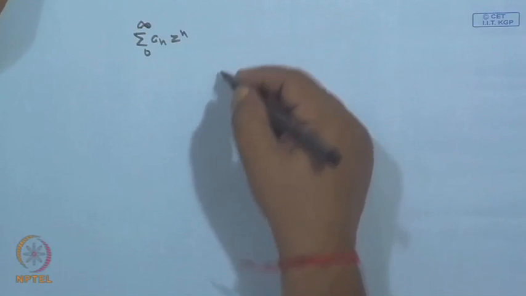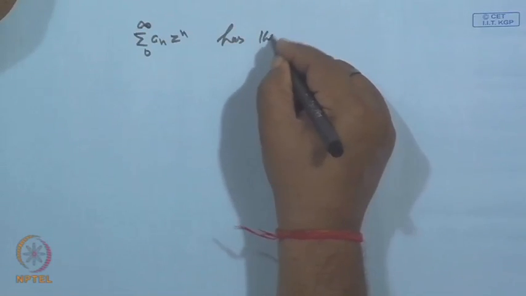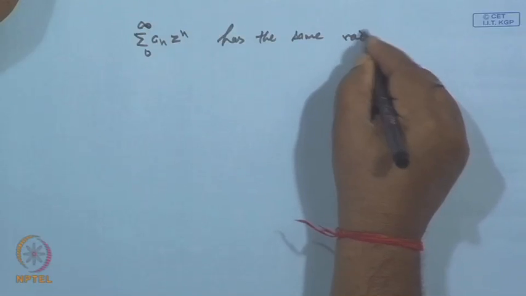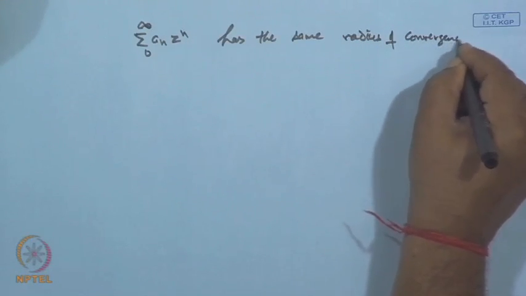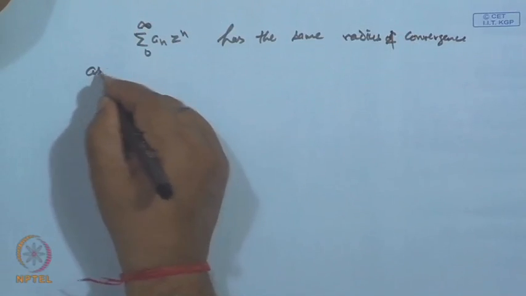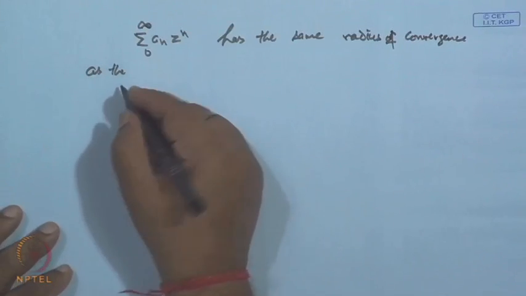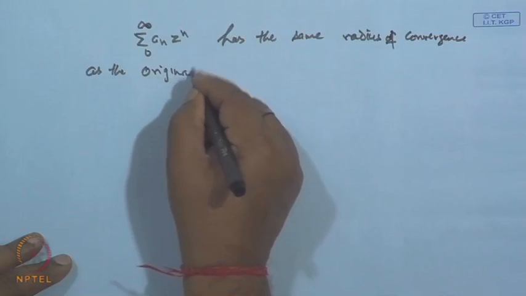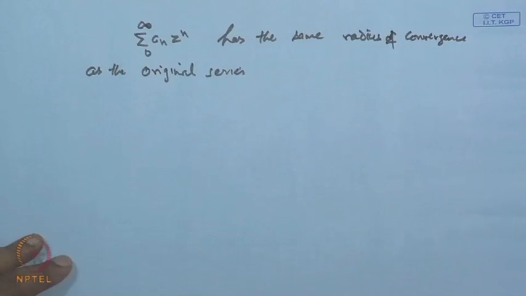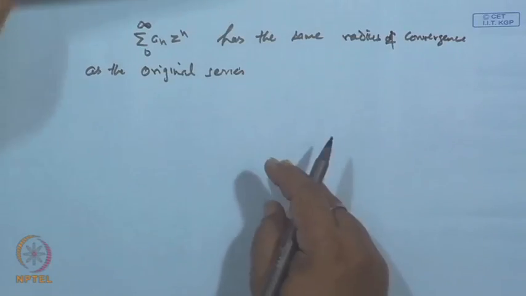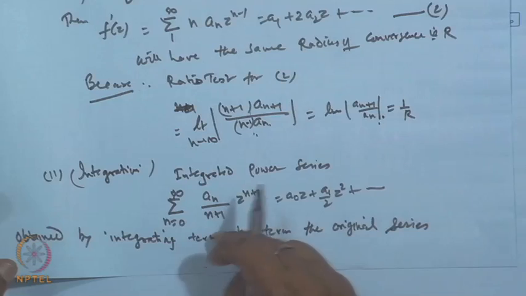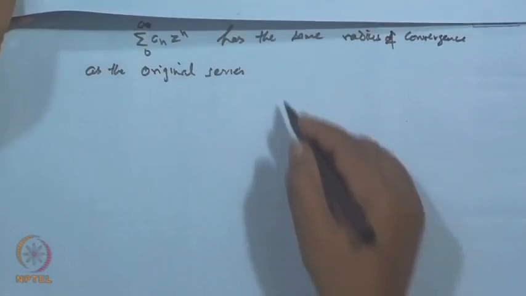The integrated series has the same radius of convergence as the original series. So we get this one, the original series, clear. The reason is again simple: if you take the n term divided by the n term, again you will get similar things. So it will follow from here.